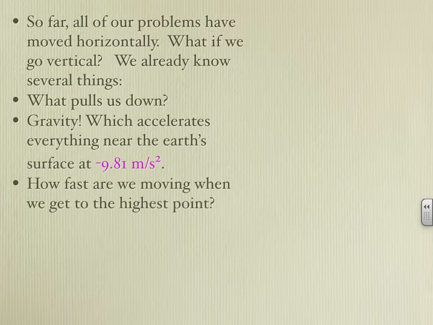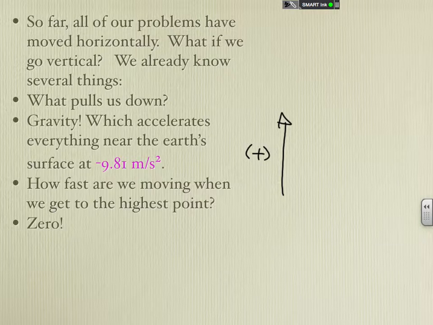The second thing we know is how fast were we moving when we got to the highest point? Zero. Before Bob could stop going up and go down, he had to stop going up. So at the highest point, we have to go to zero. And we know this is true also because all numbers going upward, we are going to call positive, which means if I'm going down, I have to be negative. So that's why this is a negative 9.81, because it's going down.